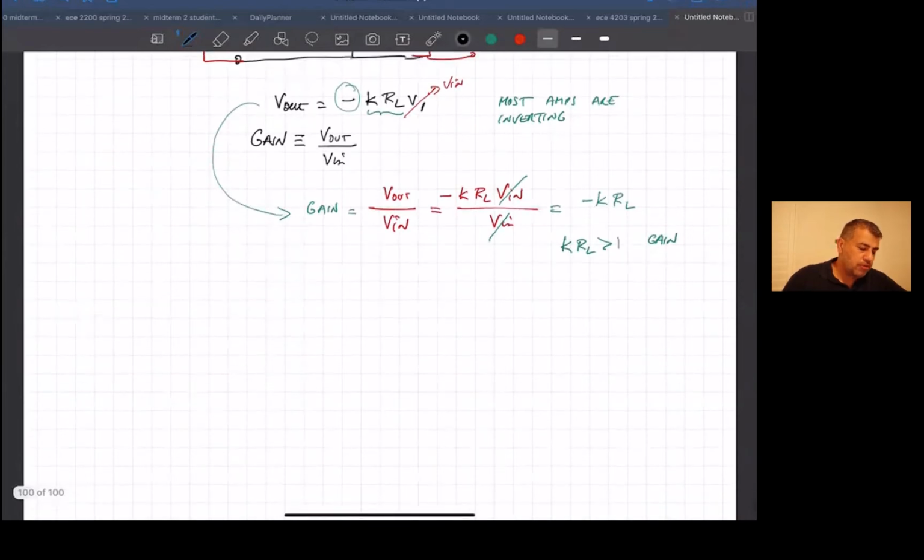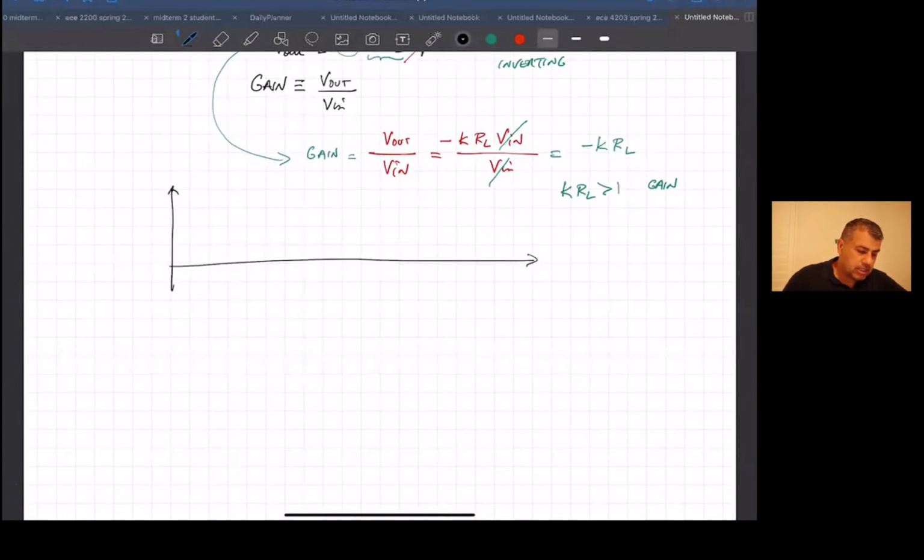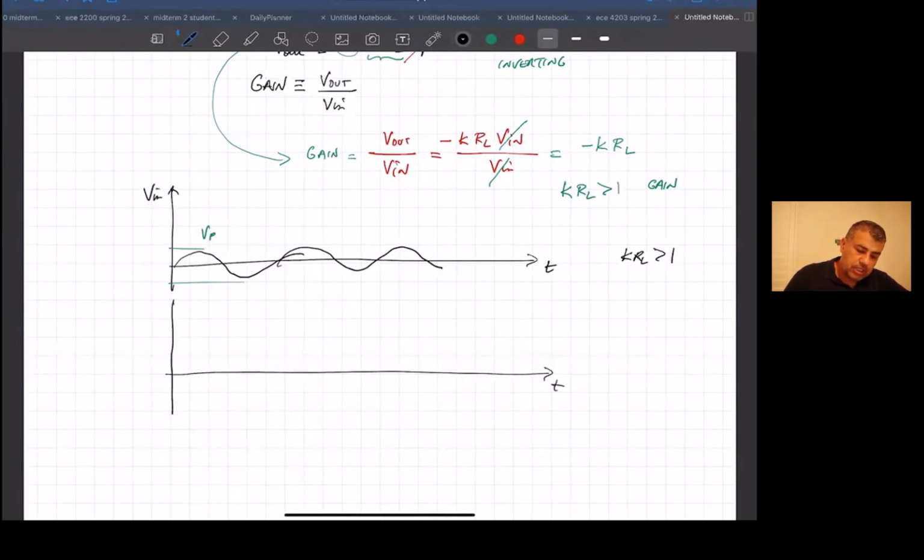Let me just draw one more thing for you guys. If I was going to look at what this would do, let's say this is time, this is voltage, and let's say this is an input. It's basically a sine wave with some kind of peak voltage. If K RL is greater than 1, let's say it's 4 or 5, the output would look something like this. So this is V in, this is V out. Remember it's inverting and it's amplifying, so it would do this.